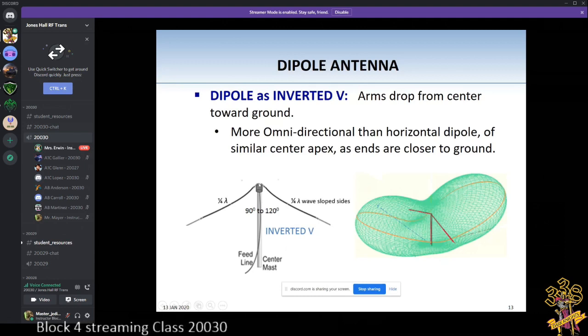Okay? So the inverted V, you just picture your flat horizontal dipole and you drop the ends straight down. So it's like an upside down V. And it will be more omnidirectional.